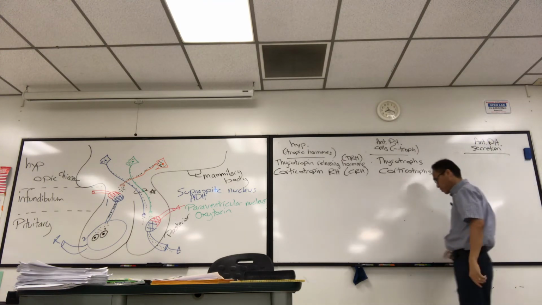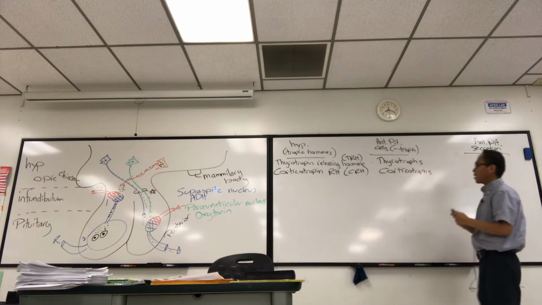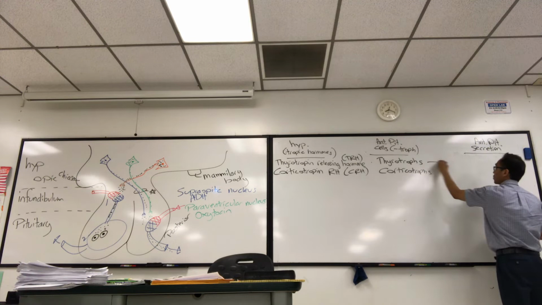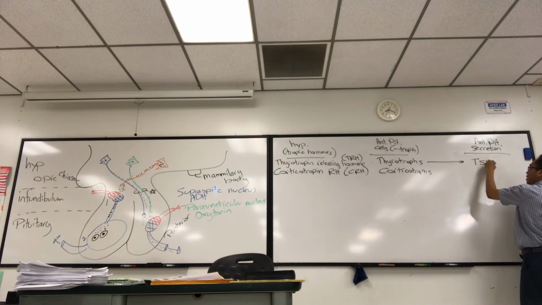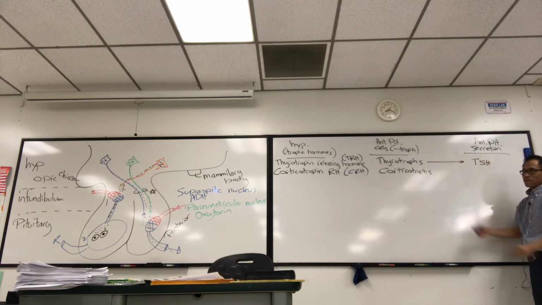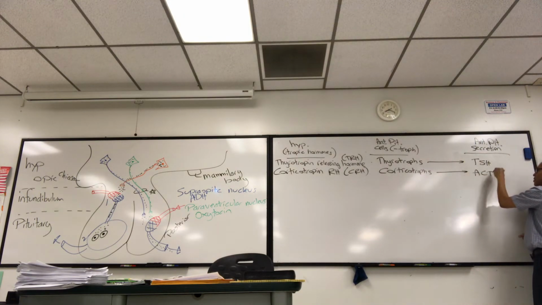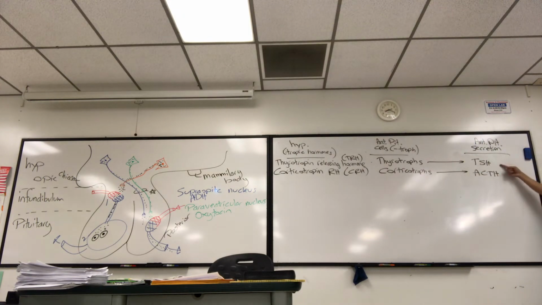Oh, I forgot to finish my column here. Let me backtrack a little. Thyrotropes, when stimulated, will secrete TSH. Corticotropes, when stimulated, will secrete ACTH. And I'm just using abbreviations for the anterior pituitary secretions. We wrote them out on Monday. Got them in your notes if you were taking notes.